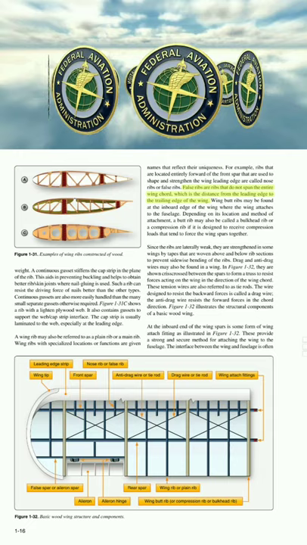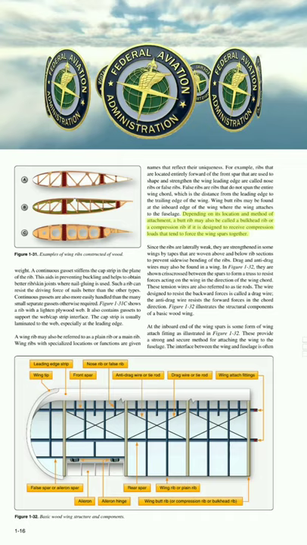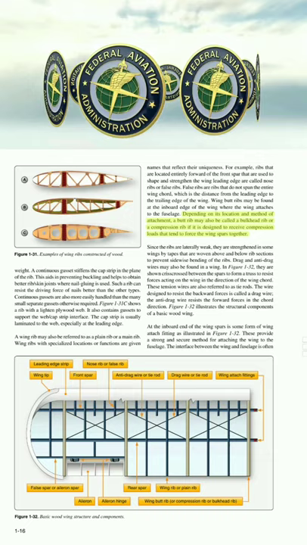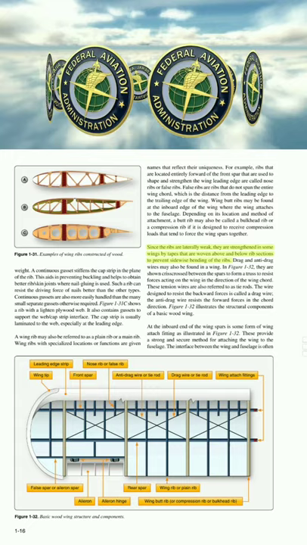Wing butt ribs may be found at the inboard edge of the wing, where the wing attaches to the fuselage. Depending on its location and method of attachment, a butt rib may also be called a bulkhead rib or a compression rib, if it is designed to receive compression loads that tend to force the wing spars together. Since the ribs are laterally weak, they are strengthened in some wings by tapes that are woven above and below rib sections to prevent sidewise bending of the ribs.